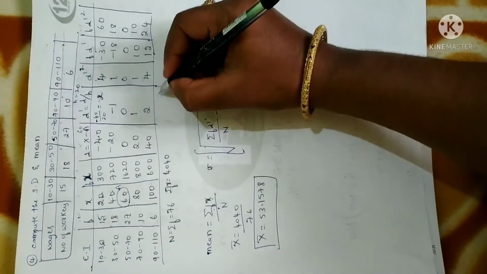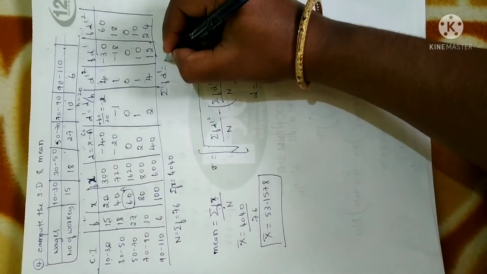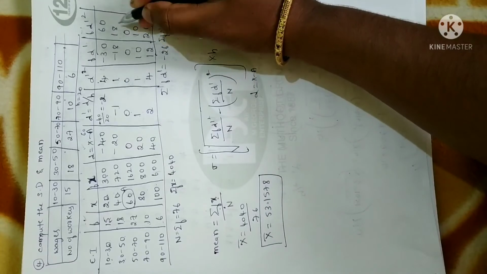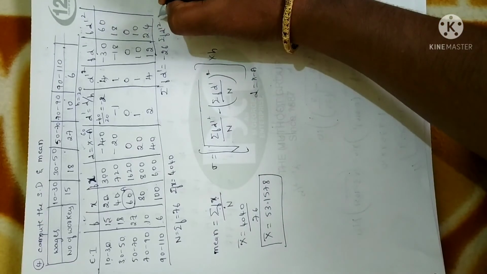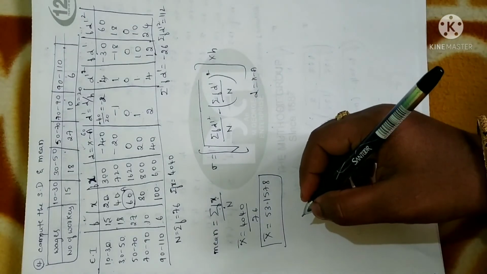Now sigma f d dash. You add all these values, you will get sigma f d dash as minus 26. Similarly, sigma f d dash square. So you add all these values, so you will get sigma f d dash square as 112. Clear? Now let me substitute the values.